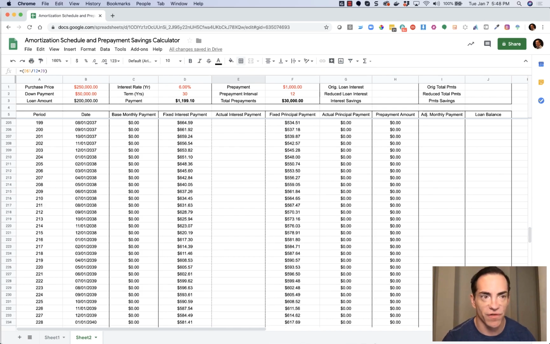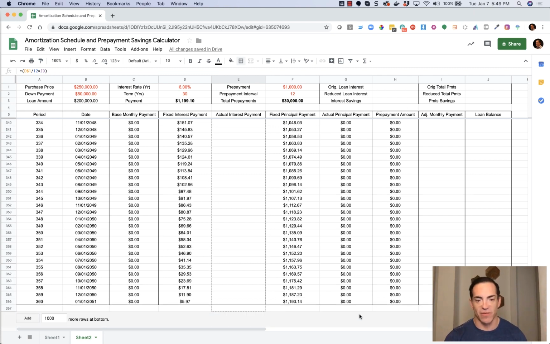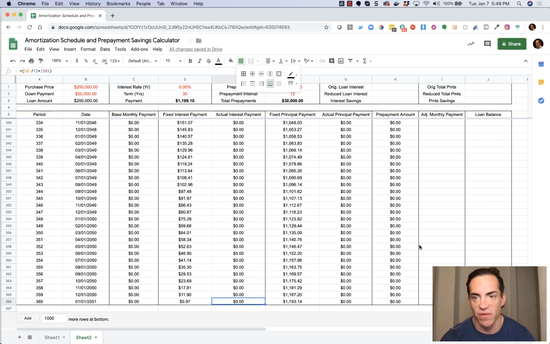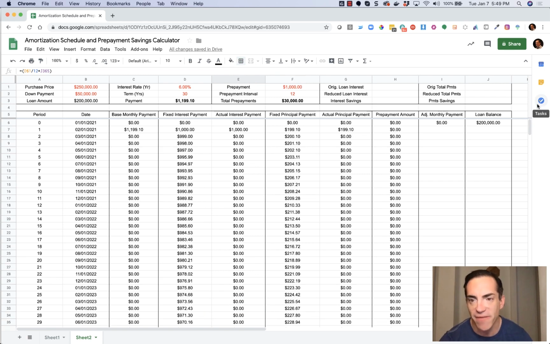And again, this is just taking the actual effective monthly rate of interest, which is the yearly interest divided by 12, and applying it to the loan balance from the previous row, which we're going to get to shortly and fill in. And then all of a sudden, this whole sheet's going to come alive.